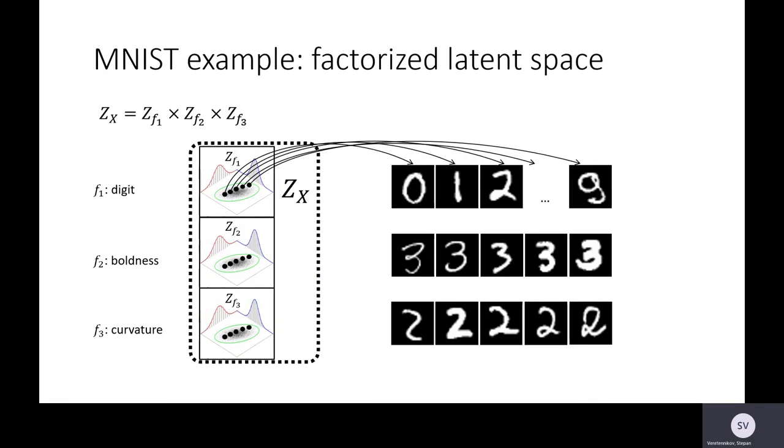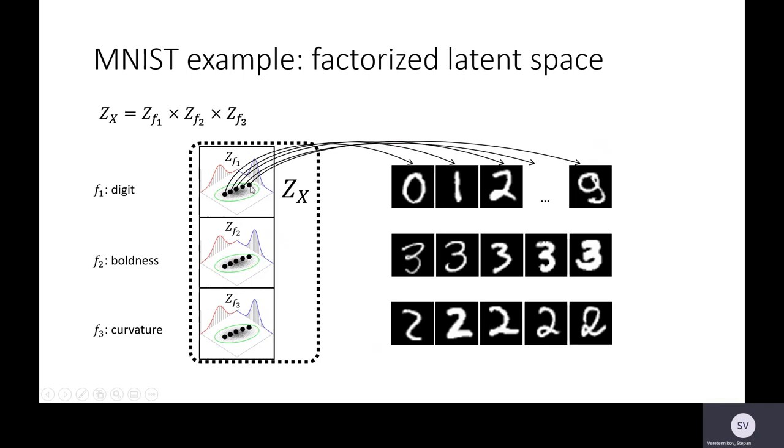Yes, an example of the factorized latent space can be shown again with the MNIST dataset. Let us assume that an image of a handwritten digit can be represented by just 3 features: the digit itself, whether it's a 0 or 1, etc., which boldness it has, and a curvature, so how curved it is. Then we assume that these factors are independent of each other. So we can represent the latent space as a dot product of independent factors of variation.